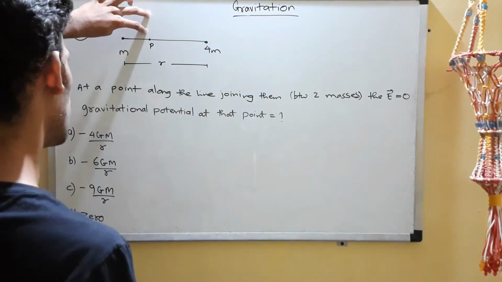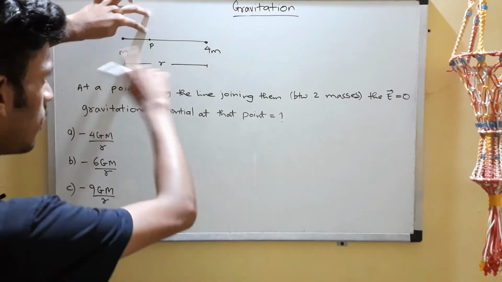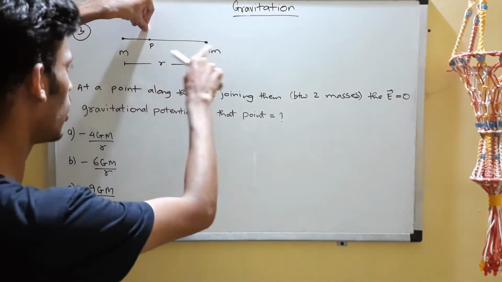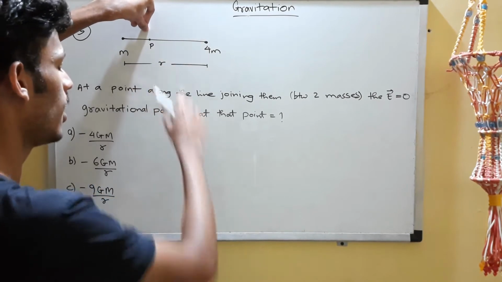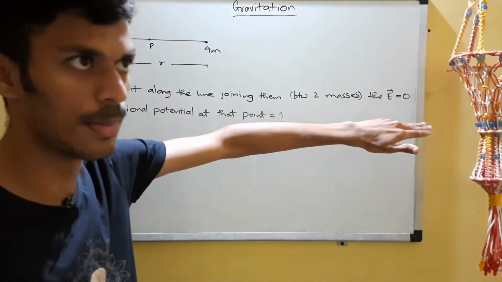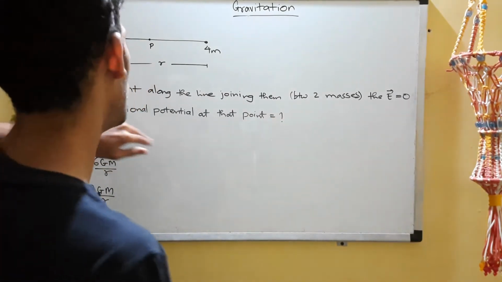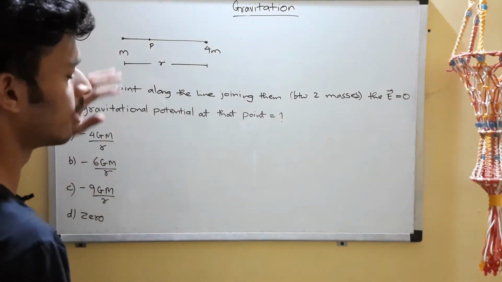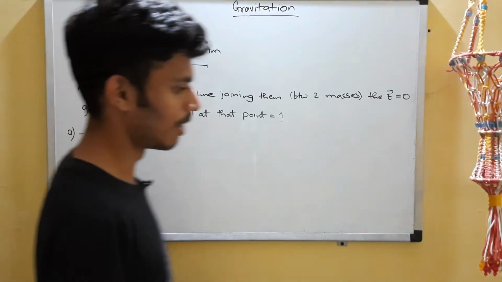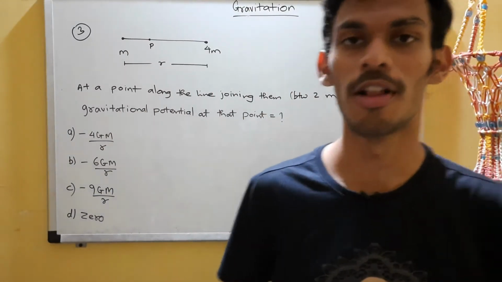So again, I'll repeat the question. We have two masses separated by a distance r. We have a point P along a line joining the two masses, such that at this point P, the gravitational field becomes zero. You are supposed to tell what is the gravitational potential at this point. There is a typical approach to solve this question.